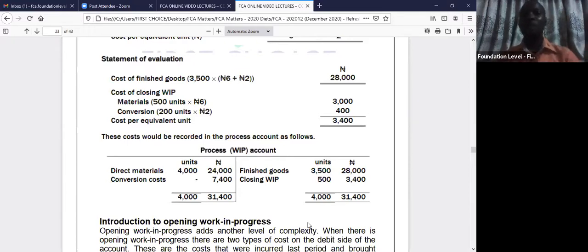Master the other ones, the abnormal loss, the normal loss, abnormal gain. And now we are using closing work in progress. I want you to master them so that we will add the opening work in progress and join it with losses.